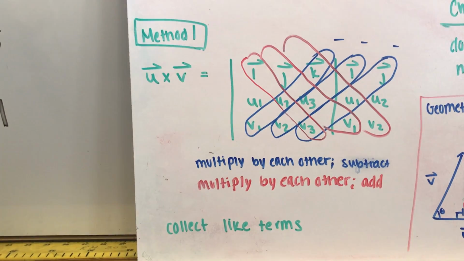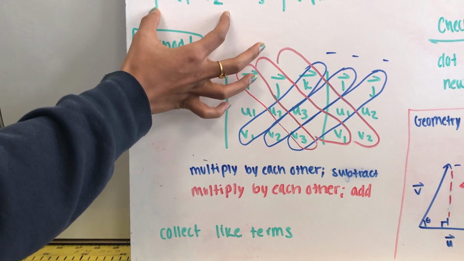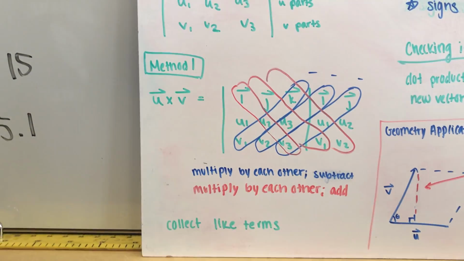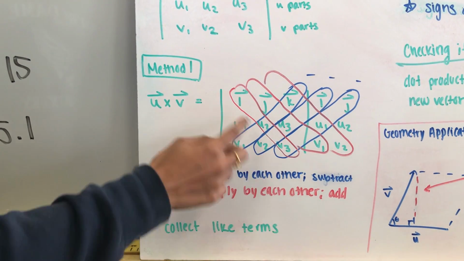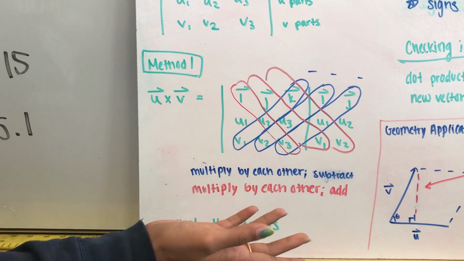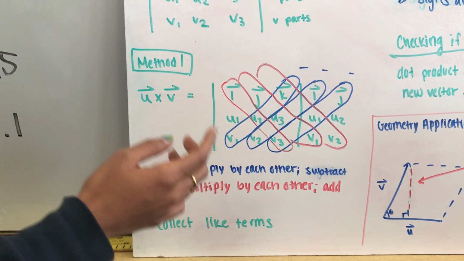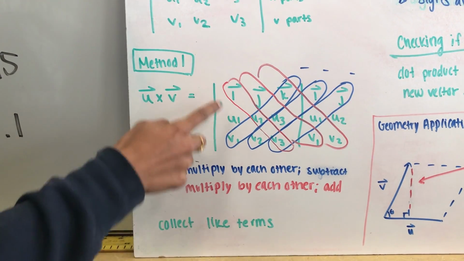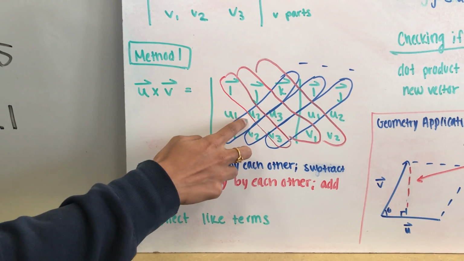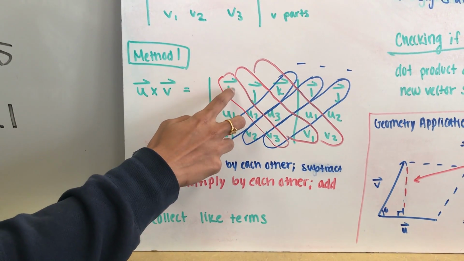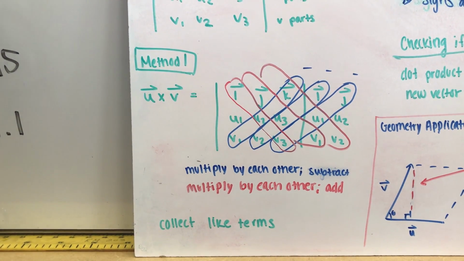In the first method, you have your original matrix, and then you bring down the first two columns next to it. For the first part, you go downwards diagonally. You multiply each component and make them positive. Then when going upward diagonally 3 times, you multiply them by each other and then subtract. For example, in the first column, when going down diagonally, you do u2 times v3 times vector i, and that would be positive. And then in the end, you collect the like terms.